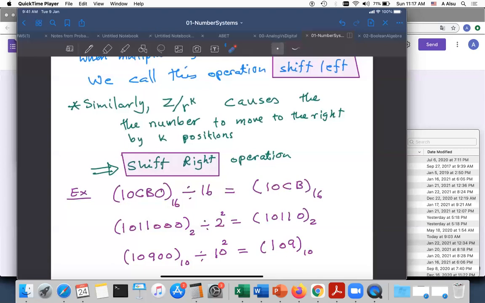Shift left means multiplication by the base. Shift left by 1, for example, is multiplication by r. And shift right by 1 is division by r.